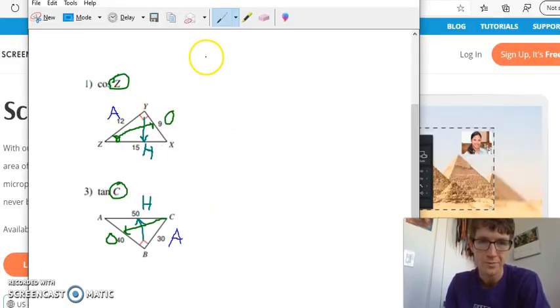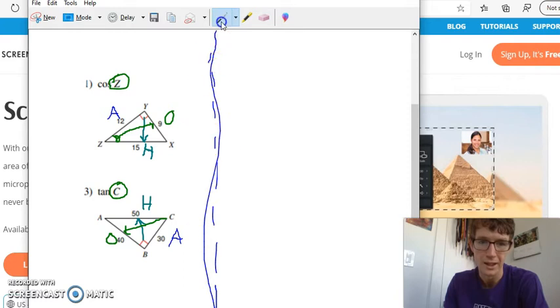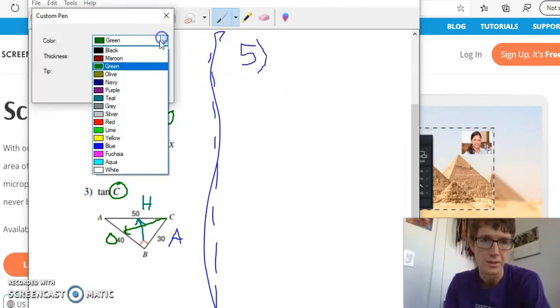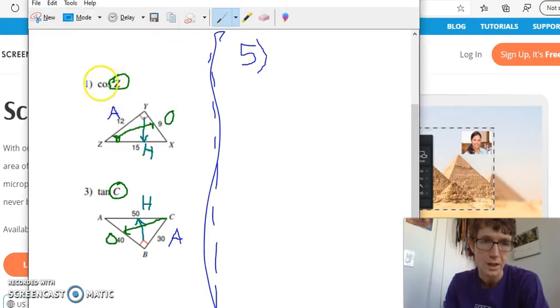Okay, now we're on part 5. Custom pen, I'll change the color now. We're doing something a little bit different. Let's do purple. Okay, so remember, we're dealing with the cosine here. So that's going to depend on our trig ratio since we're doing the cosine. So real quick, let's just do a little review.